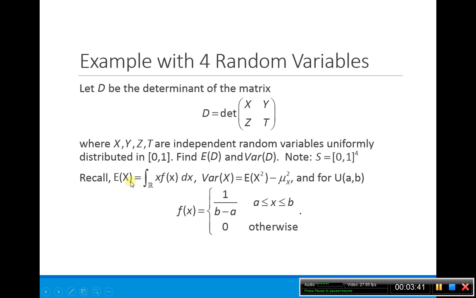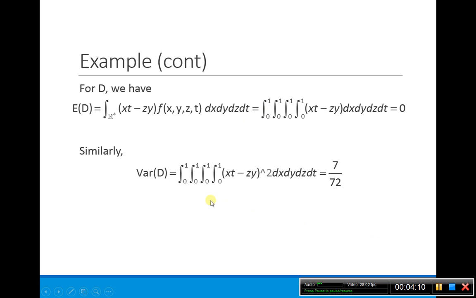Recall that our expected value is the integral over the real numbers of x f of x dx, and the variance can be written like this. Also we have to remember that in the previous lecture we talked about a uniform distribution on A and B, which was defined by this. Here we're talking about a uniform distribution on 0 and 1, so this is going to be a 1 and this is going to be a 0. Then for D, we can define E of D as the integral over R4, so 0 to 1, 0 to 1, 0 to 1, 0 to 1.